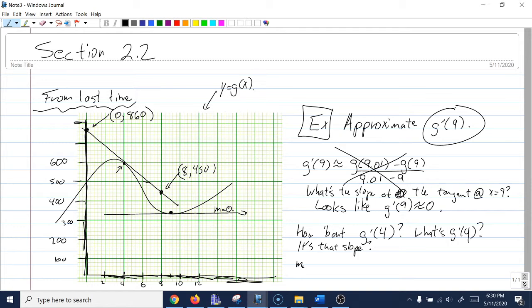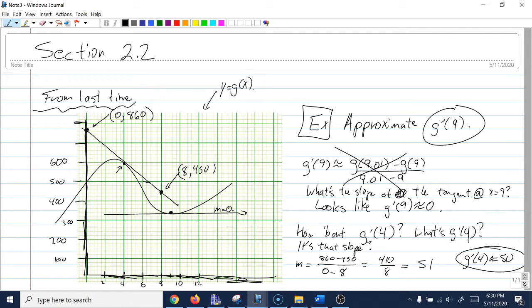So the slope is 860 minus 450 divided by the x that goes with 860, which is 0, minus the x that goes with 450, which is 8. These have a difference of 410 divided by 8, which makes like 51 something. I could use a calculator and get digits, but this is all an estimate anyway. I'm getting that g prime of 4 is about 50.